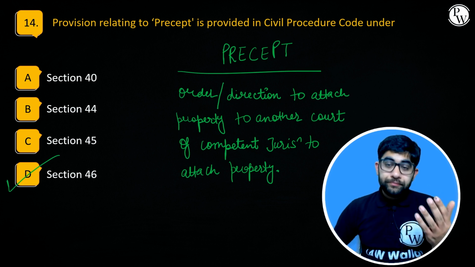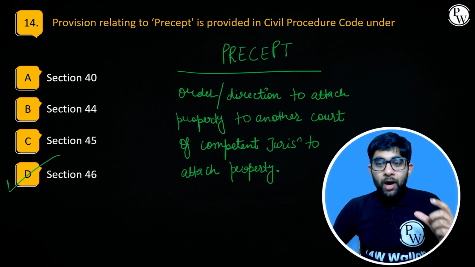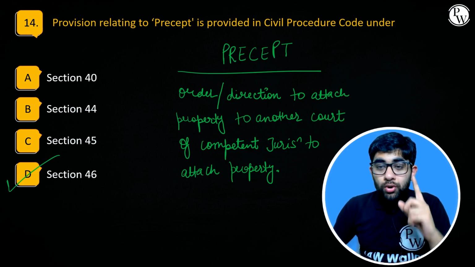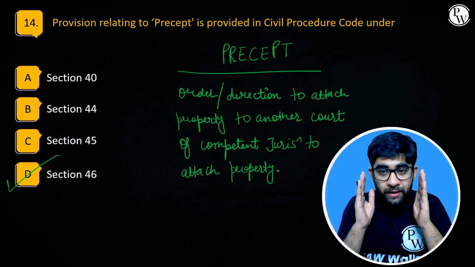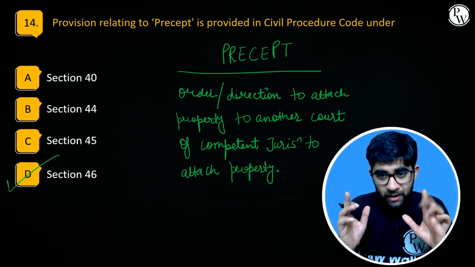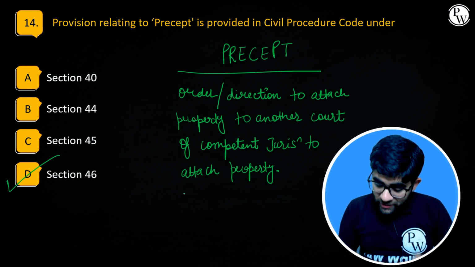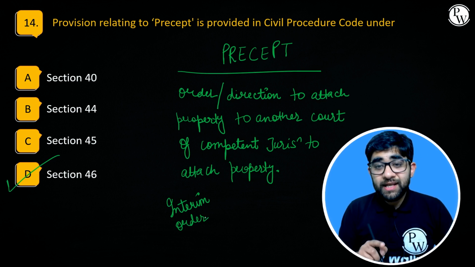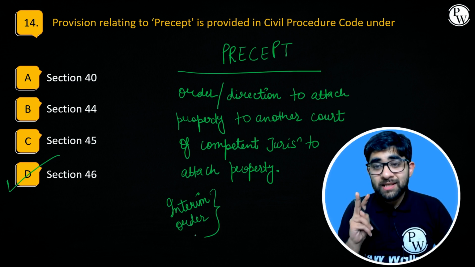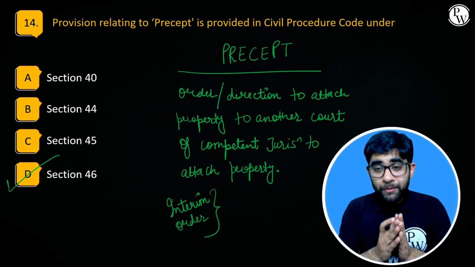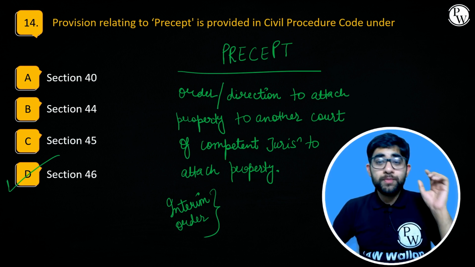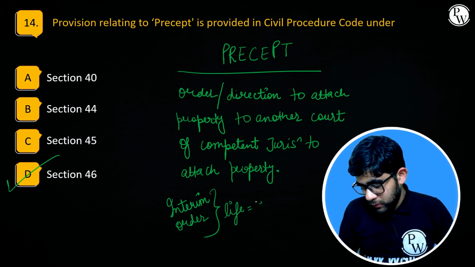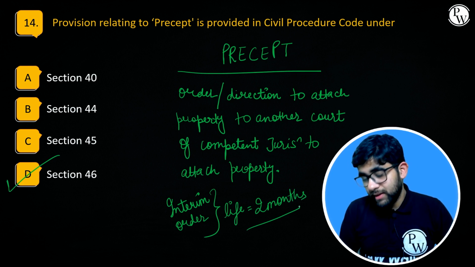इसमें क्या होता है, फॉर एग्जाम्पल अगर यूपी में डिग्री पास हुआ, राइट, नाउ the judgment debtor has a property in Delhi. So the court in UP can order the competent court in Delhi to attach the property of the judgment debtor in Delhi in interim. मतलब in interim. The most important point is in interim. This is an interim order. Life of this interim order is only 2 months. 2 मंथ से ज्यादा प्रिसेप्ट नहीं रहेगा, प्रिसेप्ट ऑर्डर नहीं रहेगा 2 महीने से ज्यादा के लिए। 2 महीने तक ही उसको अटैच किया जा सकता है फॉर बेयरिंग द फ्रूट्स। सो इंटरिम ऑर्डर लाइफ is equal to 2 months. This is the meaning of precept.